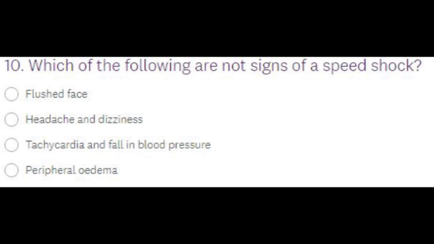Next question, which of the following are not signs of a speed shock? Option A, flushed face. Option B, headache and dizziness. Option C, tachycardia and fall in blood pressure. Option D, peripheral edema. Peripheral edema is the right answer. It is not a sign of a speed shock.